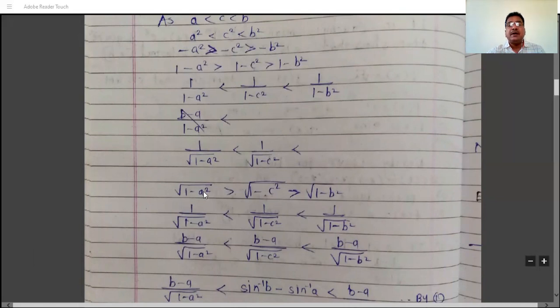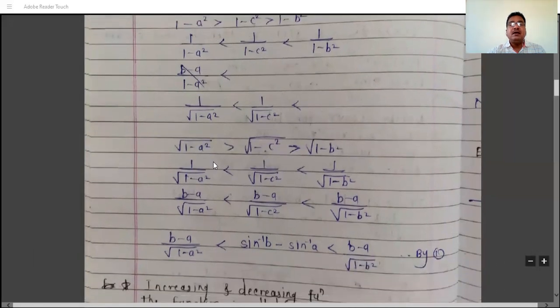So what do we have? Root 1 minus a square is greater than root 1 minus c square is greater than root 1 minus b square. So after taking root, we have the same sign, greater than remains greater than. Then taking reciprocals of all these sides. So 1 by root 1 minus a square. Now this greater than becomes less than. 1 by root 1 minus a square is less than 1 by root 1 minus c square. So don't write the intermediate steps. That is, take the root of all quantities and then take the reciprocal. So greater than becomes less than.